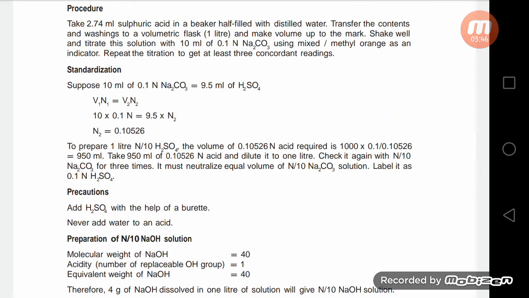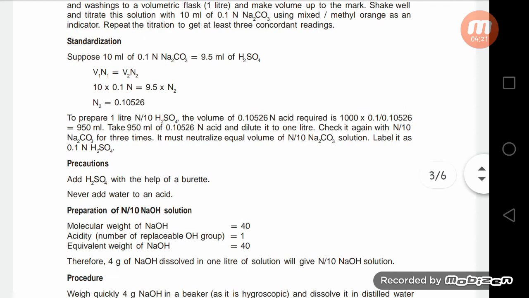So for the standardization, you can see here the calculation. To prepare 1 liter of standard H2SO4, the volume of 0.10526 N acid required is 1000 into 0.1 upon 0.10526 equals 950 ml. Take 950 ml of acid and dilute it to 1 liter. Check it again with N/10 Na2CO3 for 3 times. It must neutralize an equal volume of the solution. Label it.